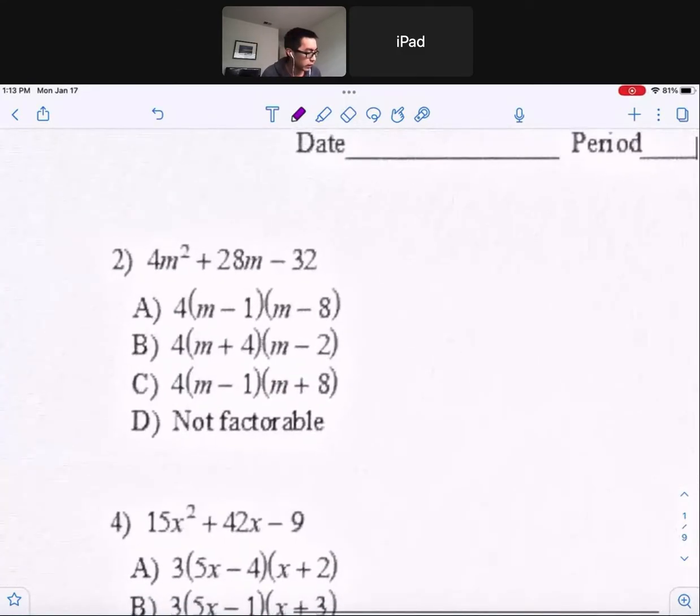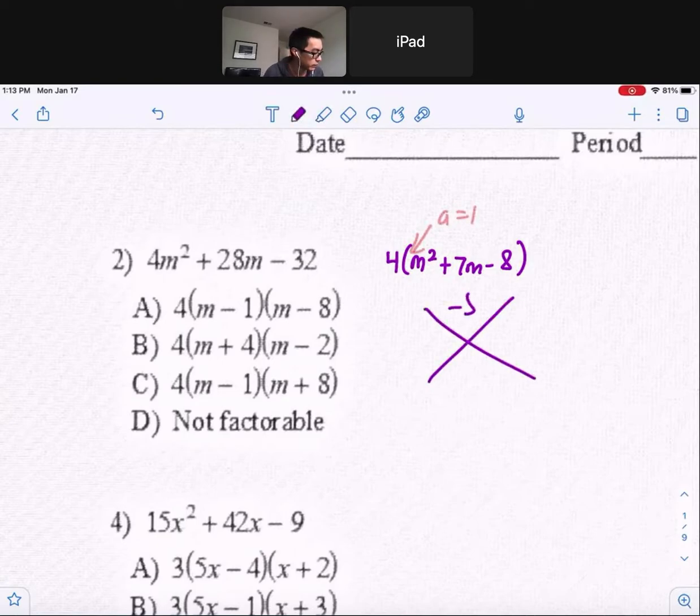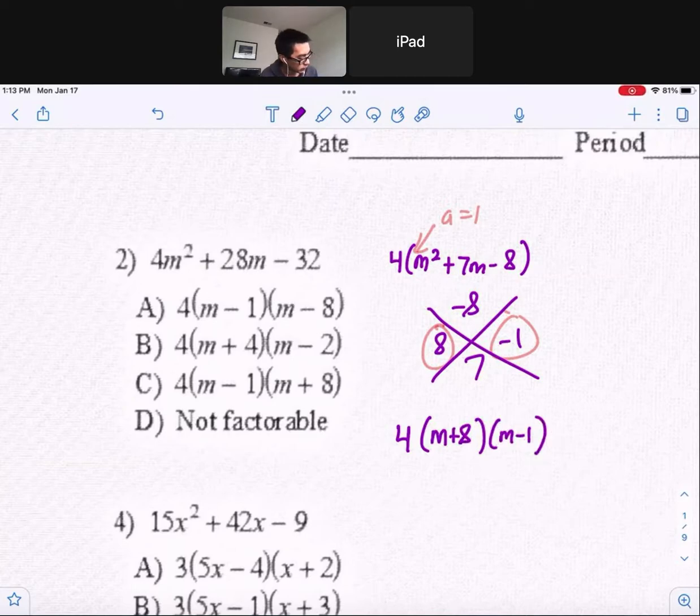Number 2. Okay, so first, what you guys should do is factor out 4 from each one. So divide each term by 4, and you will get this. Now if you factor out the 4, this becomes an a equals 1 case. So negative 8 and 7. The two numbers that multiply to the top, and when added, give you the bottom. That is 8 and negative 1. And because a is equal to 1, you just use the two side numbers. So we're going to get 4 times m plus 8 times m minus 1, which is going to be C.